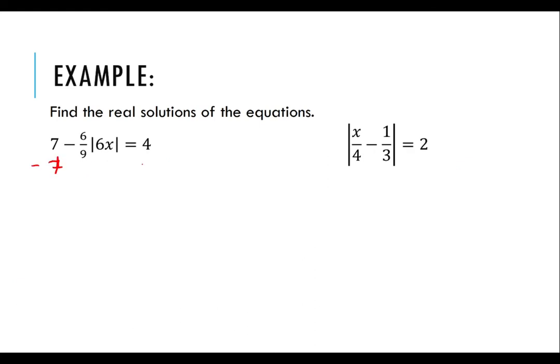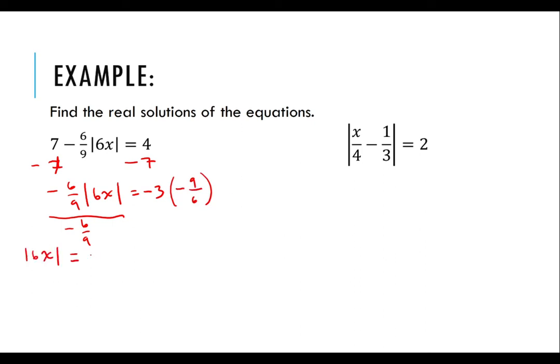Again, minus 7, negative 6/9 times the absolute value of 6x is equal to negative 3. Then I need to get this stuff away from the absolute value, so I'm going to divide by negative 6/9. But division by a fraction becomes multiplication by the reciprocal, so that's the same thing as times negative 9/6, which then I get is the absolute value of 6x is equal to positive 9/2.